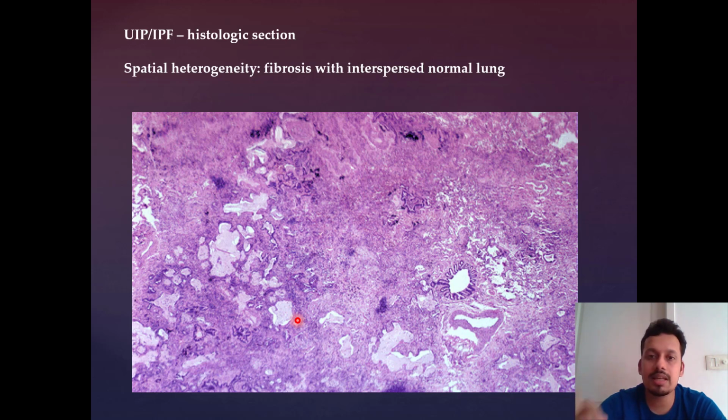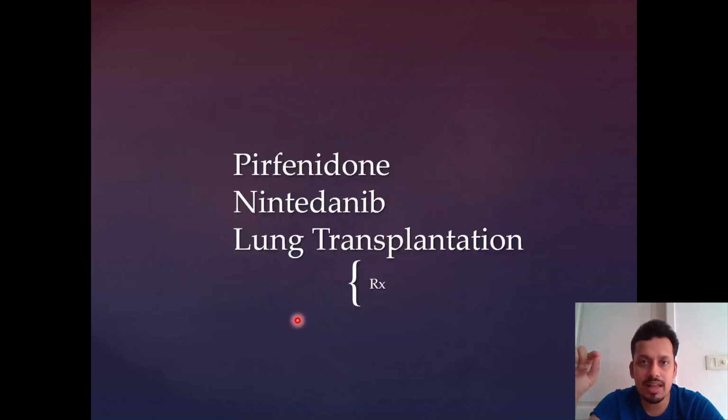So this is basically called temporal heterogeneity. That means that some areas will have fibrosis, whereas some areas would be spared. That is in brief about the clinical, radiological and pathological features of IPF.